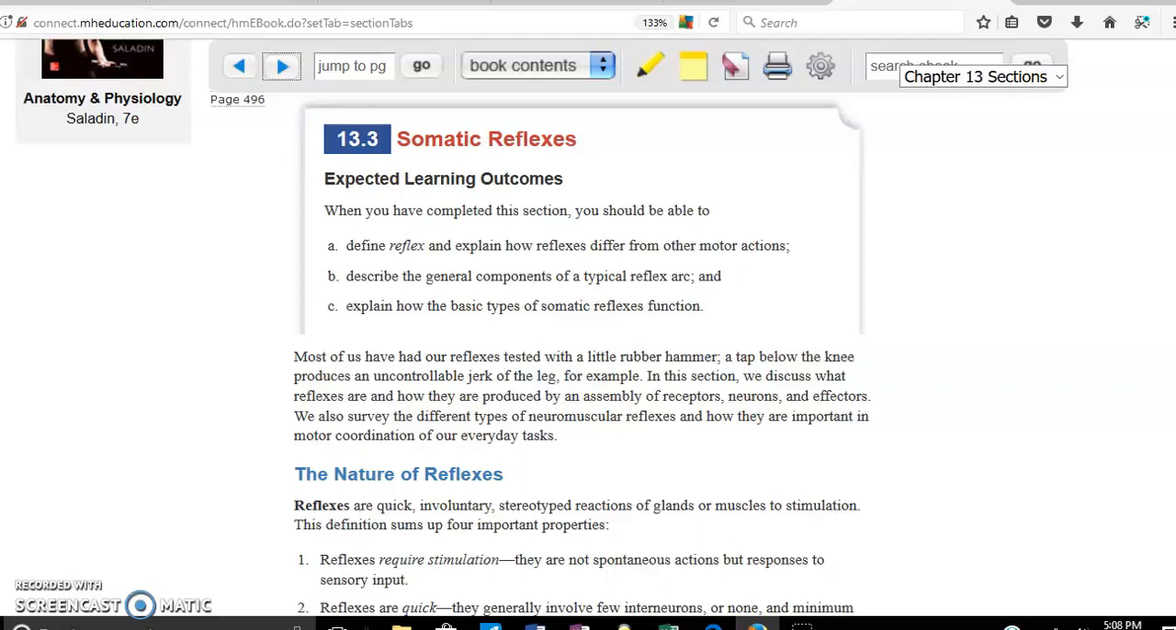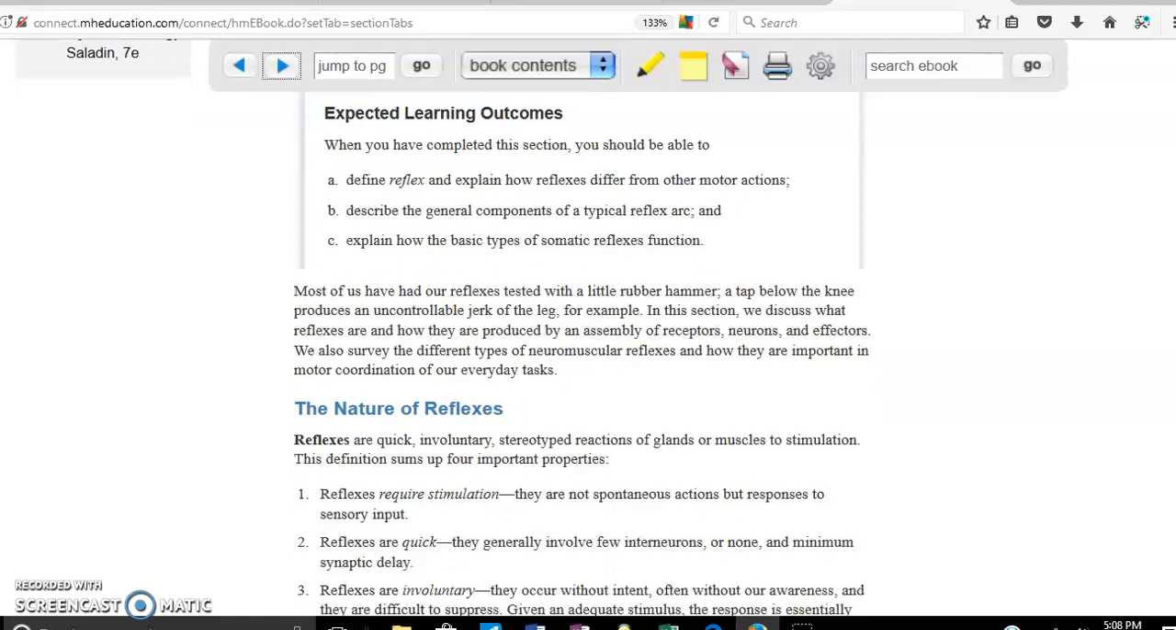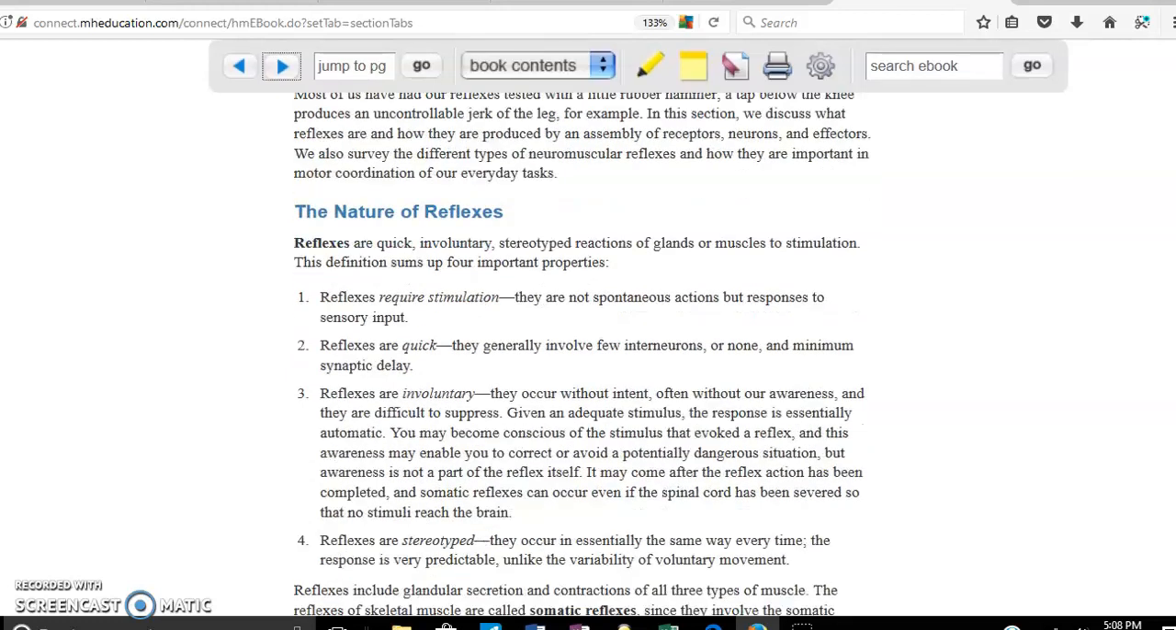Okay, the next topic is somatic reflexes. Let's take a look at the characteristics of reflexes. There are four main characteristics, and you need to know this. They require stimulation, they are quick, they are involuntary, and they are stereotyped. Stereotyped means that they always happen the same way. For example, if you put your hand on a red stove, you always withdraw your hand the same way.